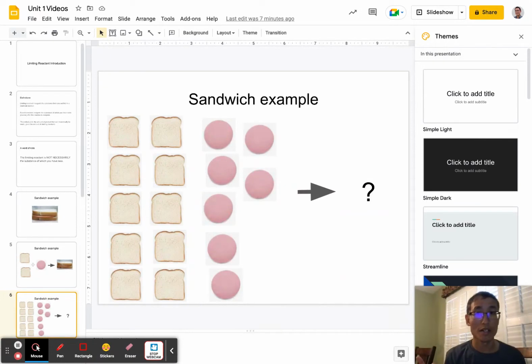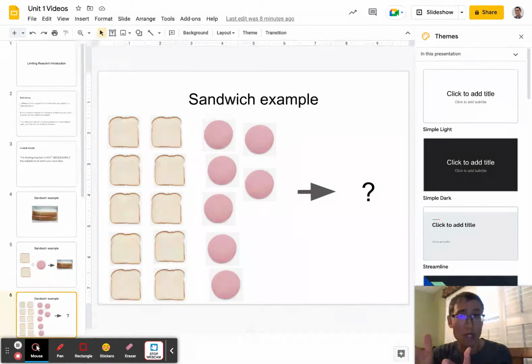Okay, so what is my hypothetical situation? Suppose I have 10 slices of bread and I have 7 slices of bologna. And the question now is, how much product can I make? So if I just look at the bread, how many sandwiches can I make with just the bread and not thinking about the bologna at all?